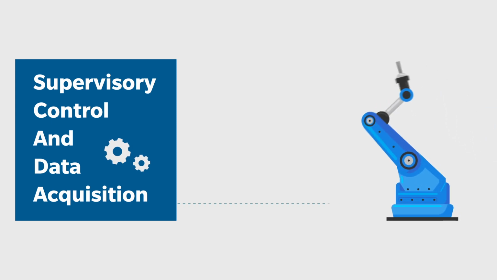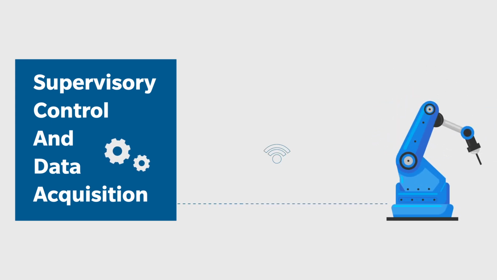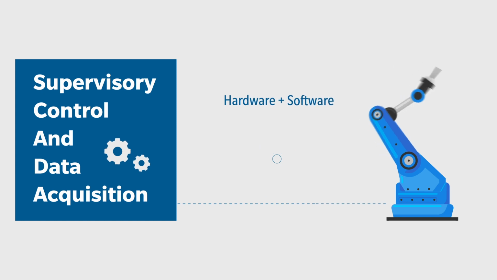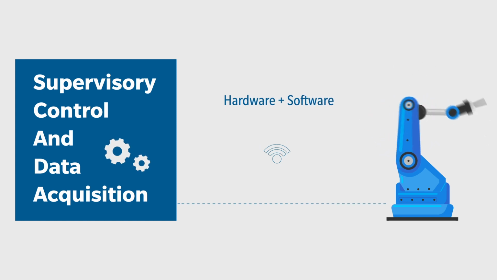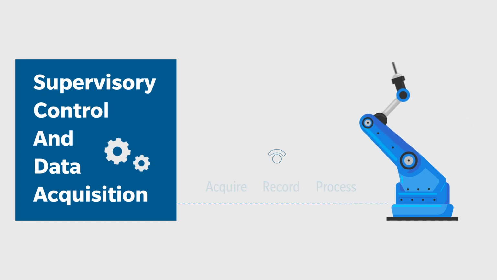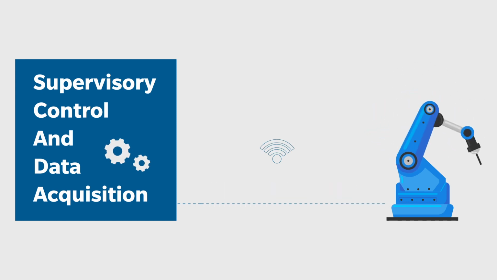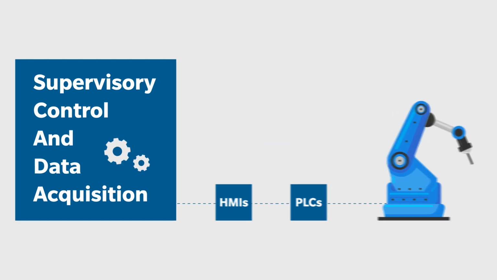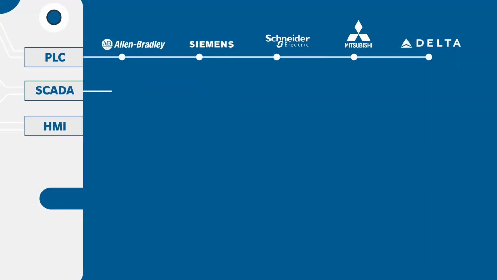Supervise and control industrial processes locally and remotely with SCADA. It's a mix of hardware and software and allows users to acquire, record, and process data. Interact with local machinery via HMIs and PLCs. We use only the best to make informed decisions, improve efficiency, and minimize downtime.